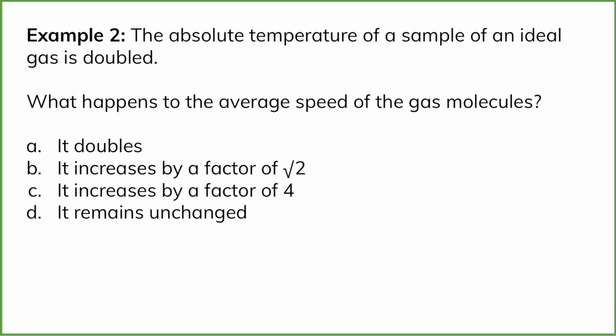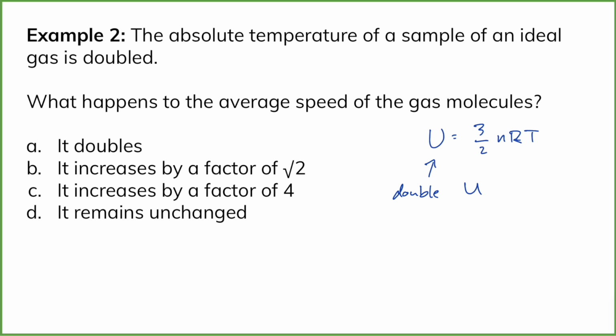The absolute temperature of a sample of an ideal gas is doubled. What happens to the average speed of the gas molecules? So if you think about this carefully, we know that internal energy is 3/2 nRT. And so if I double the temperature, then I must double the internal energy. So the internal energy is twice as much.